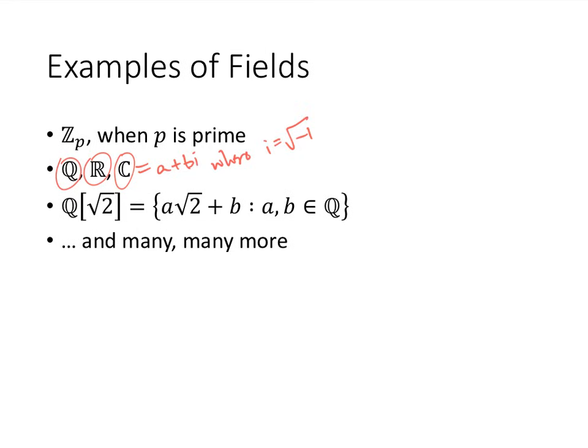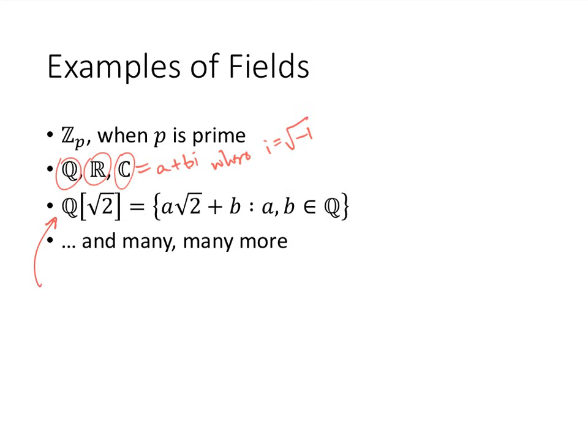So I'm going to spend a little bit of time talking about this last example here, which is Q bracket the square root of 2. This is everything that looks like a times the square root of 2 plus b, where a and b are rational numbers. So I just want to demonstrate how these operations would work. The operations here are just addition and multiplication of numbers.